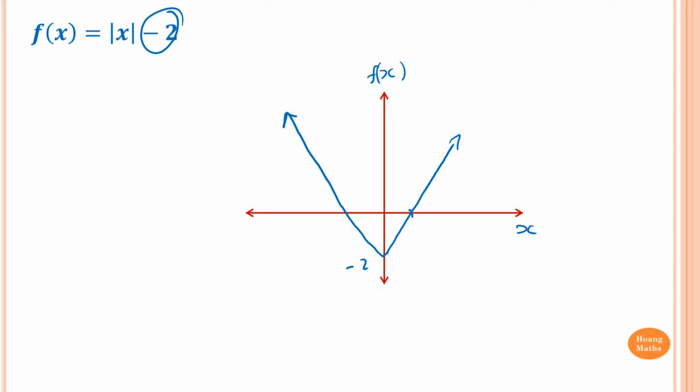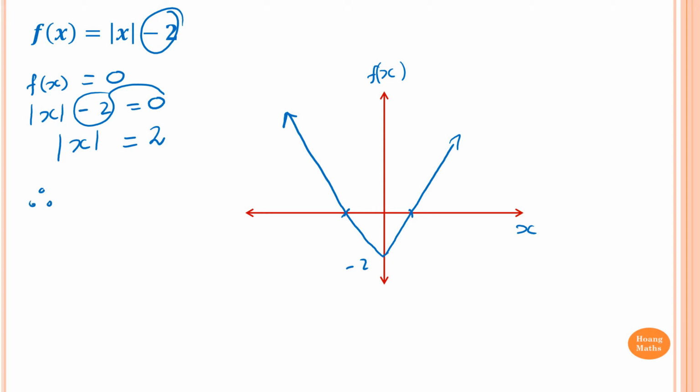Now to find this value here, the x and y intercepts are the most important features that we need to label. So when f(x) is 0, that means the absolute value of x minus 2 is equal to 0. So the absolute value of x equals 2, moving the 2 to the other side. Therefore, x equals plus or minus 2. So just write negative 2 here, 2 here.